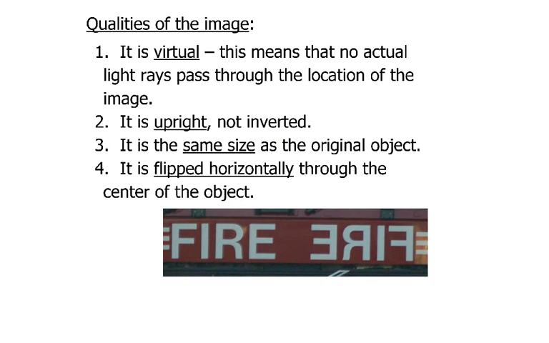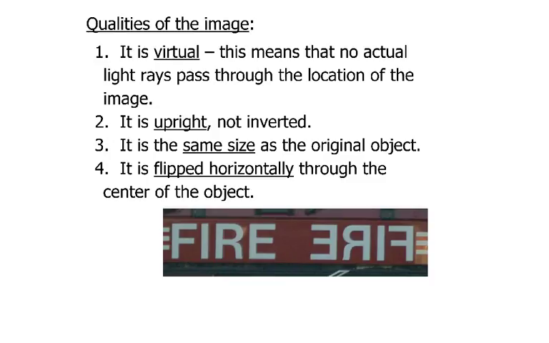Okay, so what are some features of this image? Well, there are four main things that are true about an image that forms behind a mirror or in a mirrored surface. First, for the image, not the object that is producing the reflection, but the image. The image is virtual, and what that means is that there's no actual light rays passing through the location where the image appears to be.